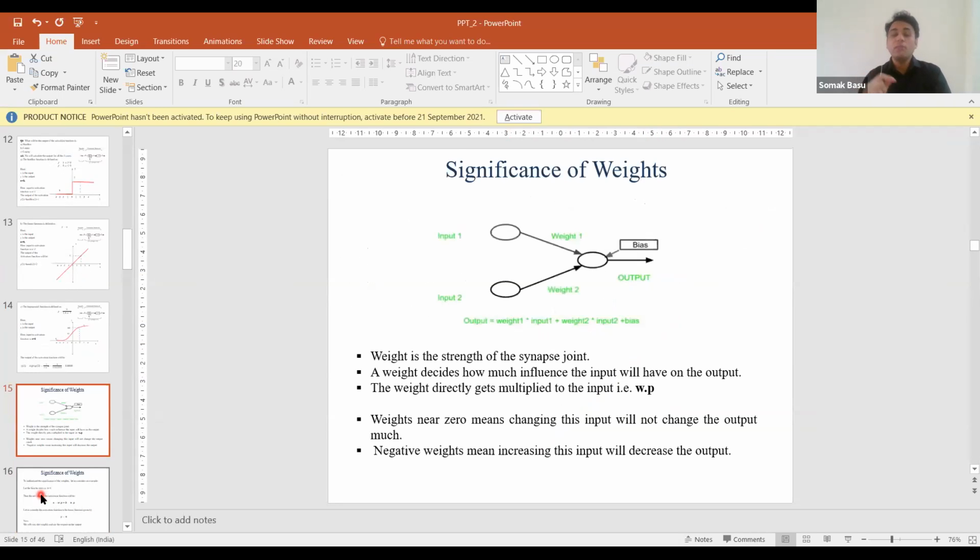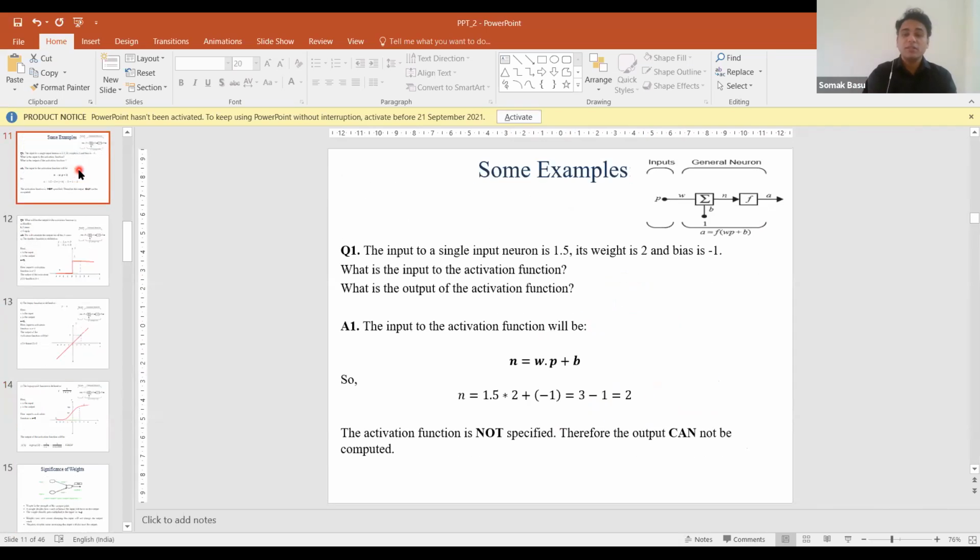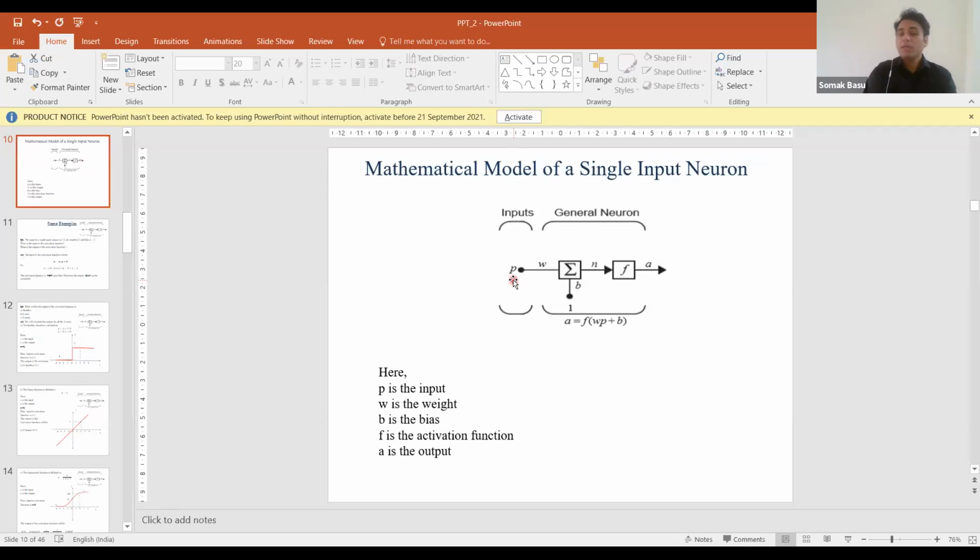Now, I'll gradually come to some more important concepts. What is the significance of weights and what is the significance of the bias? In this example, you had seen that P is the input, W is the weight, and B is the bias. This is the net input to the activation function, and A is the output of the activation function. So this is how a mathematical neuron, or a neural network, works. But what do I exactly mean by weight? What is the physical significance of weight? What is the physical significance of bias? Let us try to understand.